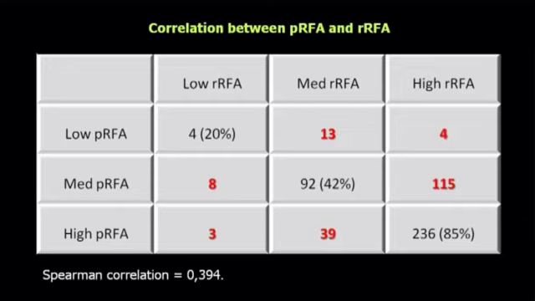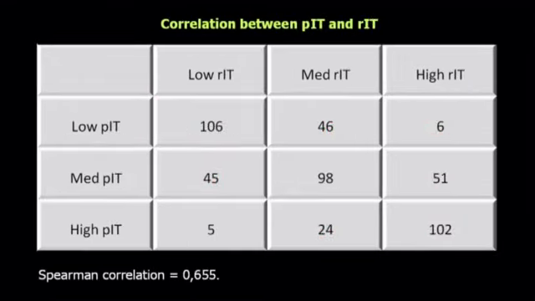So again, this is the correlation between the perceived RFA and the real RFA. And again, what do you see? That, for example, here, in 85% of the cases, we were right in guessing that the implant had a high RFA, but of course, in 50% of the cases, we were wrong. Or here, we understood that the RFA was low, but only in 20% of the cases. So, of course, that could bring several mistakes.